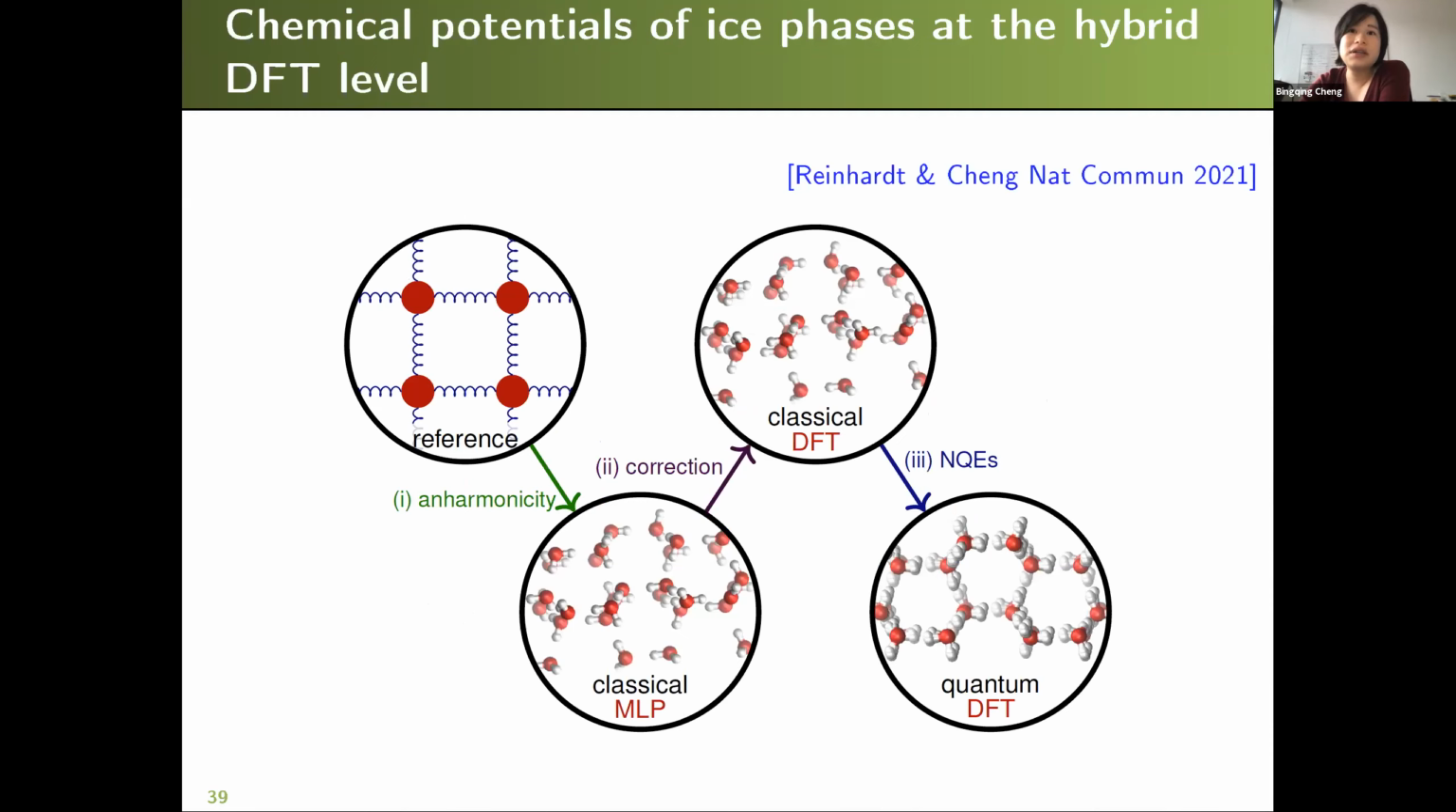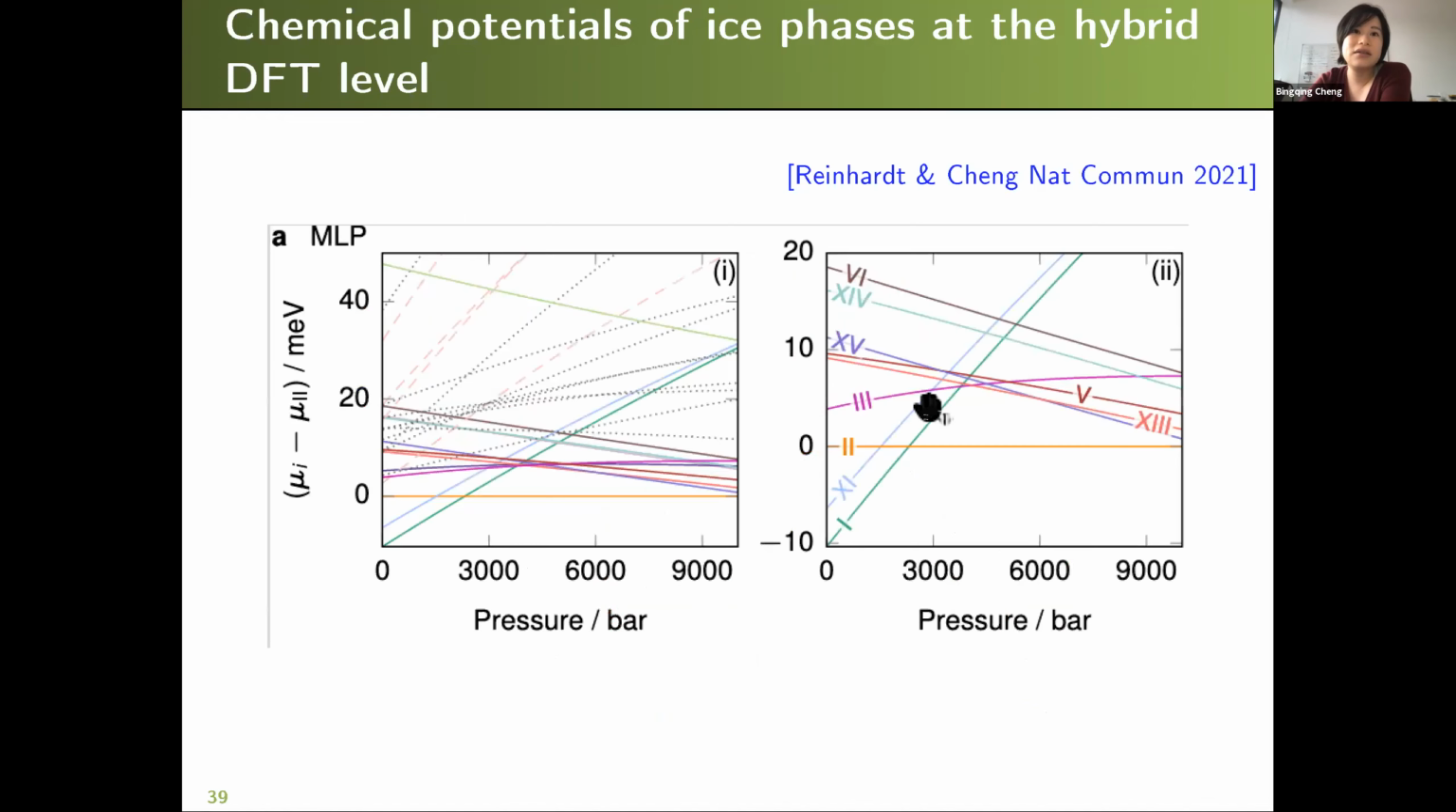And because of the success of the machine learning potential in describing the ice phases, we can also make use of it to predict the phase diagram. Again, we follow this scheme of thermodynamic integration, and then we computed the chemical potential of all the 54 ice phases using the machine learning potential.